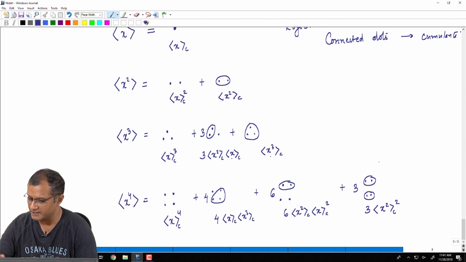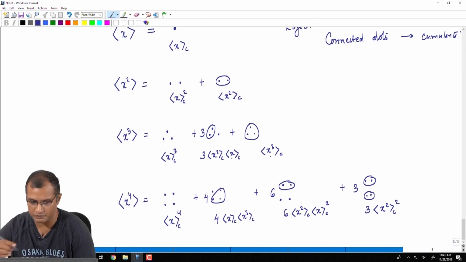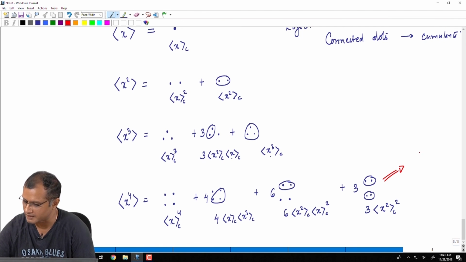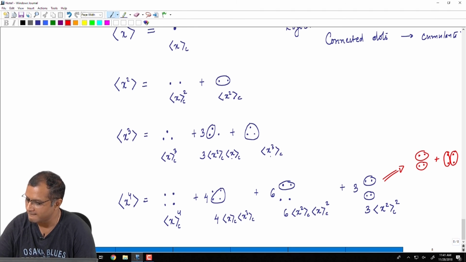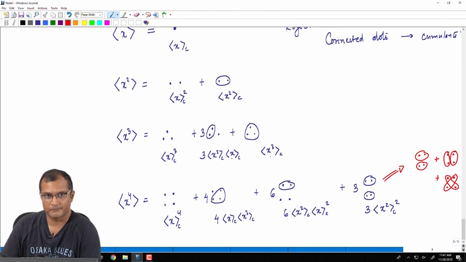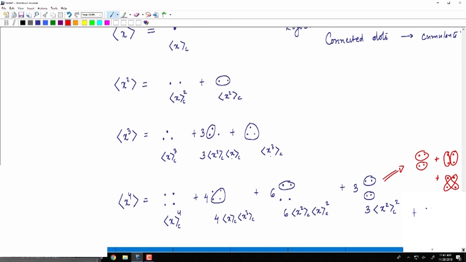How can I do it 3 times? I can take it like this, I can also take it like this, and I can also take it like this. That's it, only 3 times. And the connected 4 dots stand for the fourth cumulant.